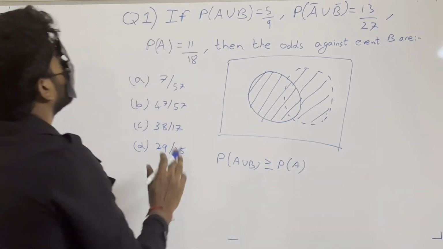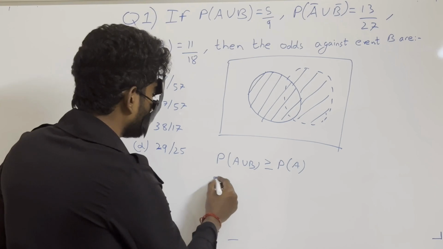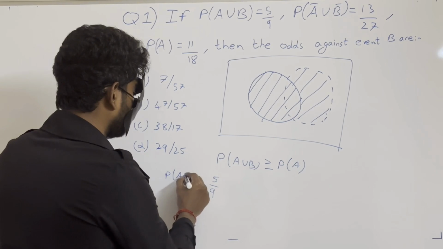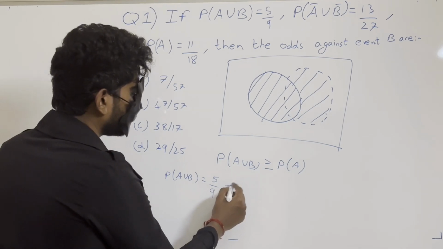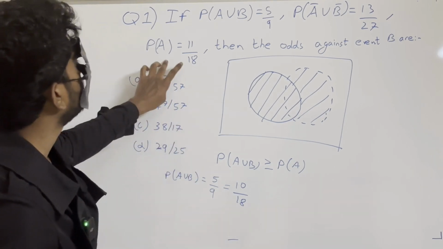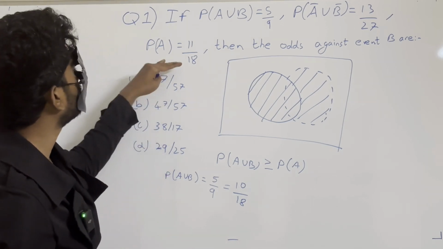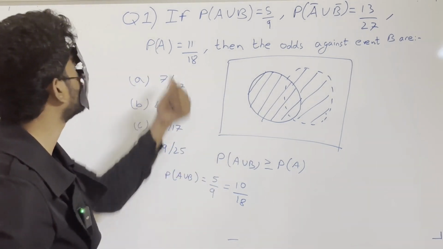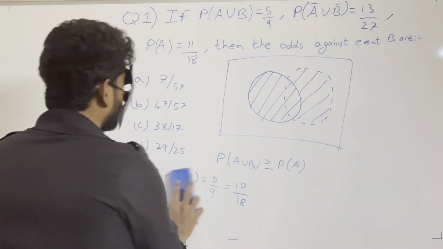This we know. Now here P of A union B is given as 5 by 9. I will multiply the numerator and denominator by 2, so P of A union B is 10 by 18, and P of A is 11 by 18. This case will not work, because we always know that P of A union B is greater than or equal to P of A, but here that is not satisfied. So I feel this question is wrong, but putting that aside, how will we solve this question?